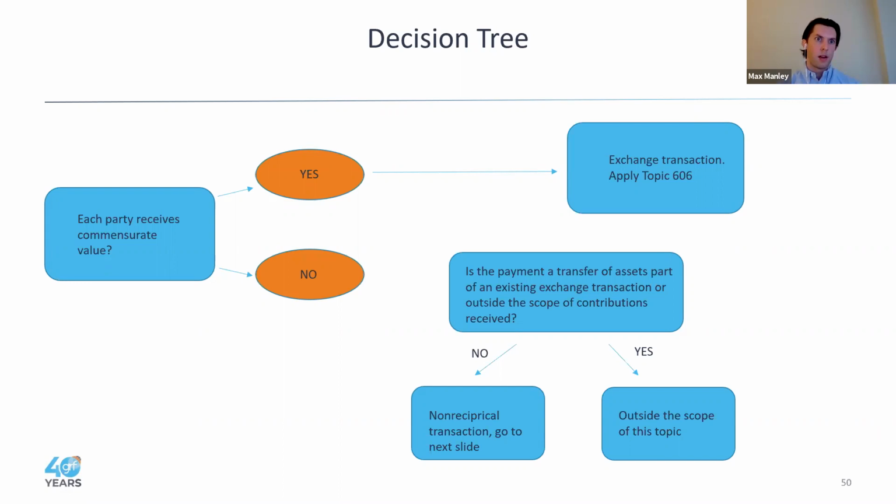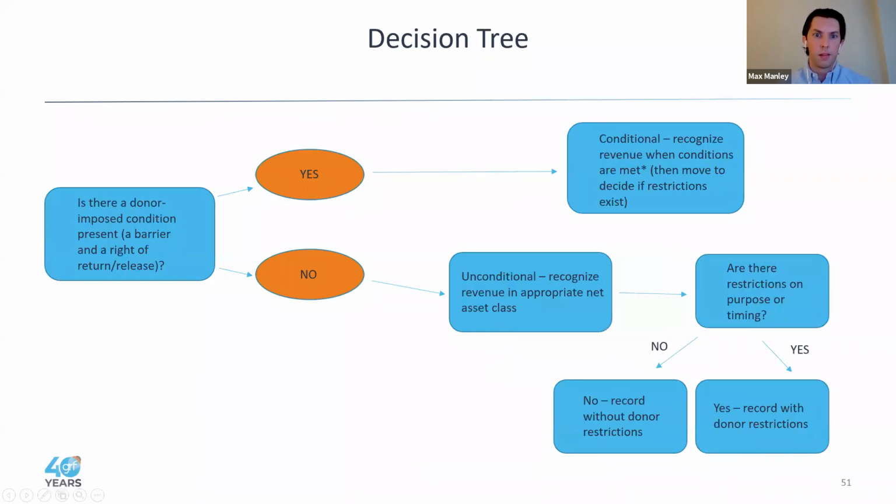If you don't have commensurate value, on the next slide, you get a little bit into the ASU 2018-08. So I'm just going to briefly summarize that. You've gone through your initial evaluation, you've determined that this is not an exchange, and now you're in the contribution rules, and you have to determine next, is it a conditional or an unconditional award? To be conditional, there's two criteria that have to be met, both of them.